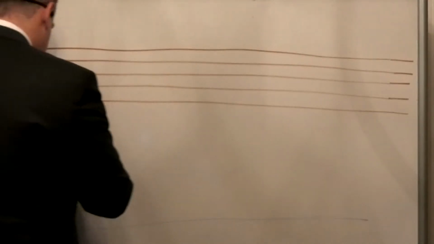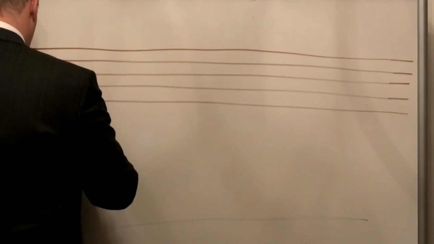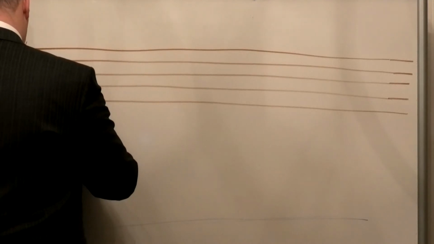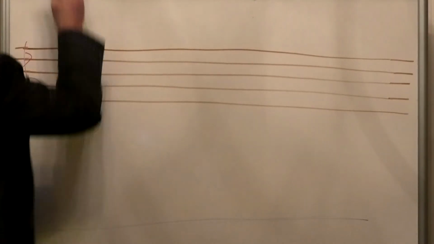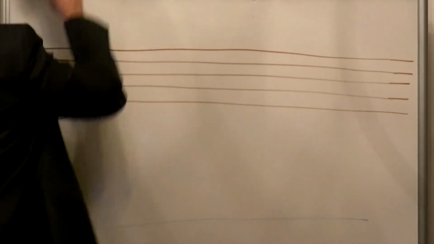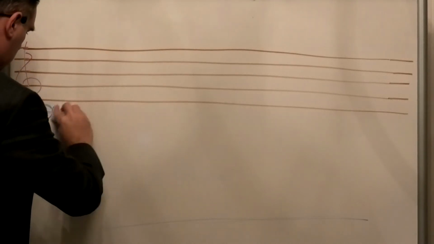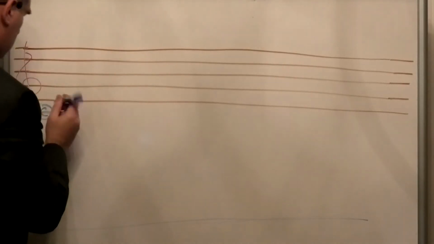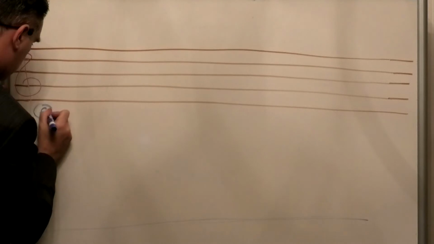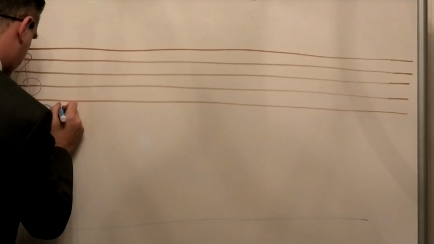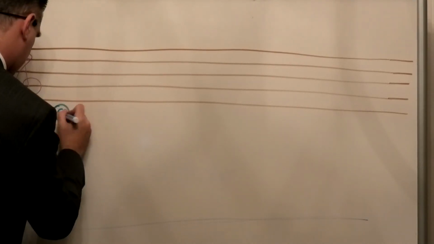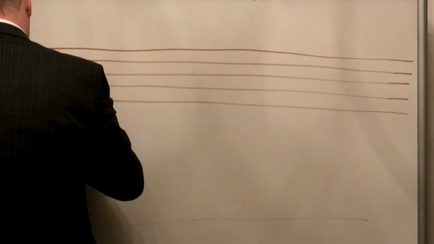That's called a unison. The name of this interval is called a unison. 2 of the same note sounded at the same time. Unison, U-N-I-S-O-N. We'll hang that ledger line below the staff and put 2 C's. That's a unison.